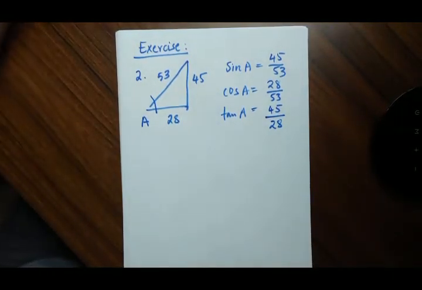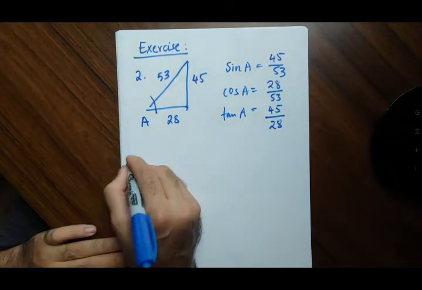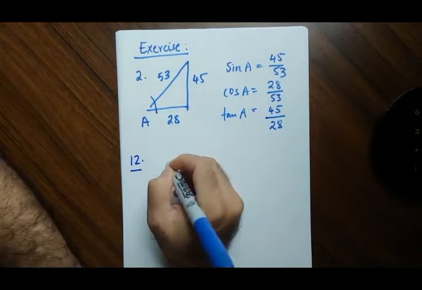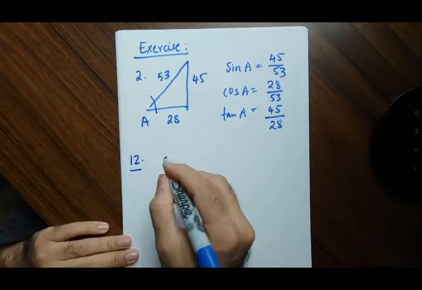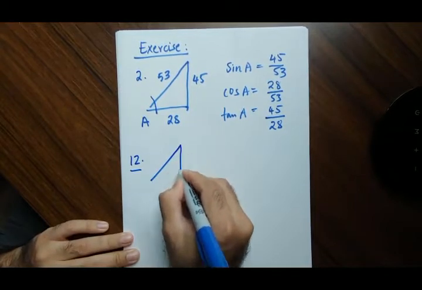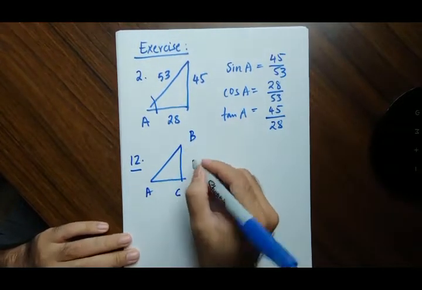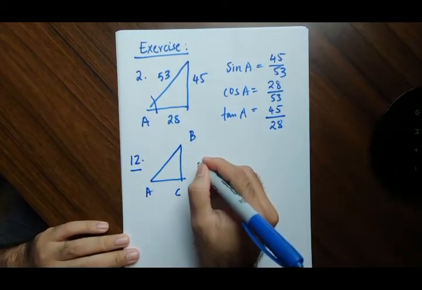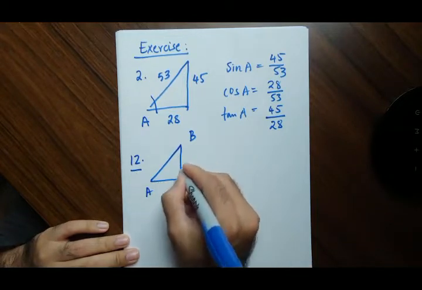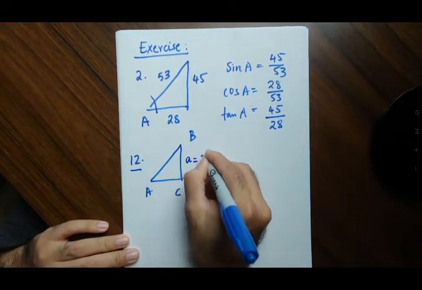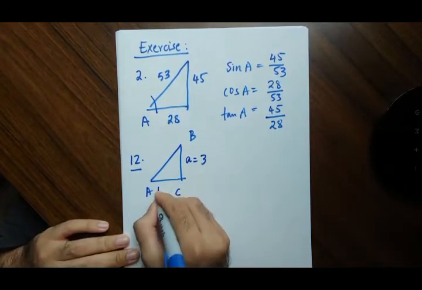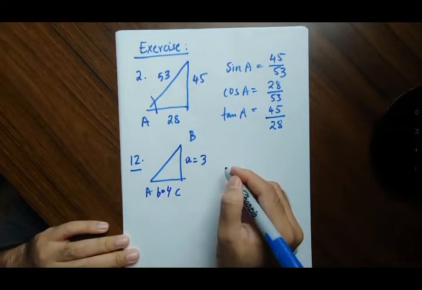Let's move on to the next set of problems. For example, problem number 12 in your book says that there is a right angle triangle ABC with the right angle at C. So this is the right angle right here, and I'm just denoting this A and this is B. The sides are also given. For number 12, a is 3 and b is 4. Find all the 6 trig functions.